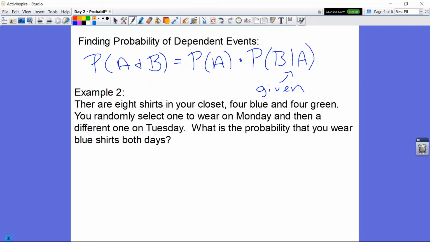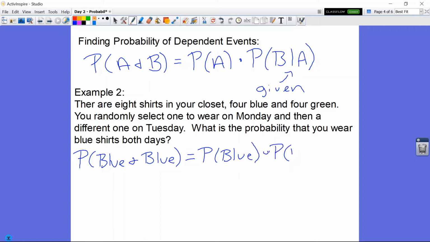So we're talking about selecting shirts. I'm going to assume that we're not going to wear the exact same shirt 2 days in a row. We're probably going to wash it in between wears. So this is one where it's dependent because we're not replacing. So if I want to find the probability of wearing blue on both days, so the probability of blue and blue, that means I need to multiply the probability of a blue shirt times the probability of picking a blue shirt given we've already picked a blue shirt.